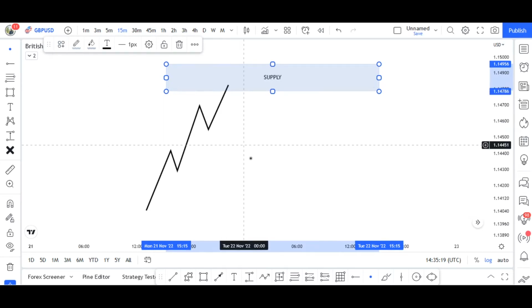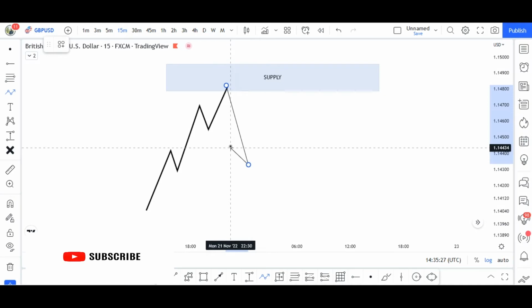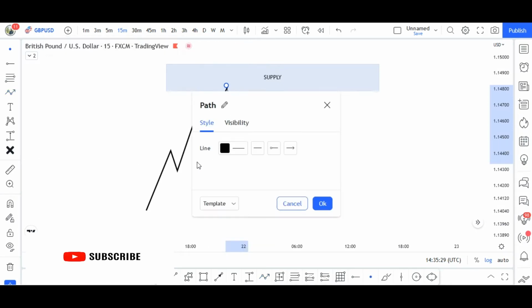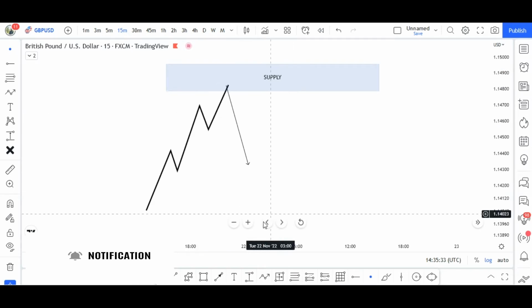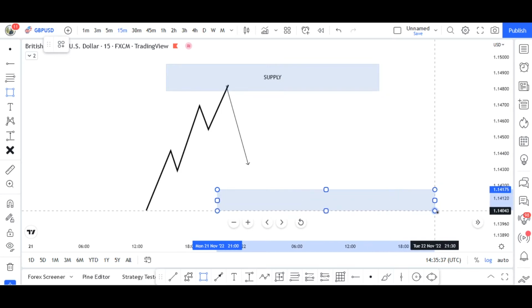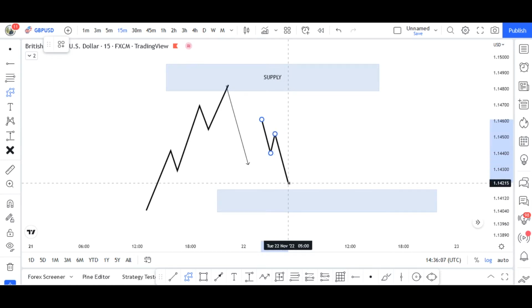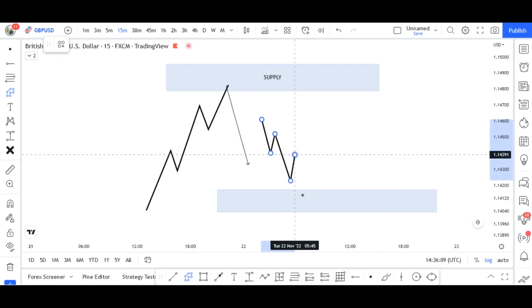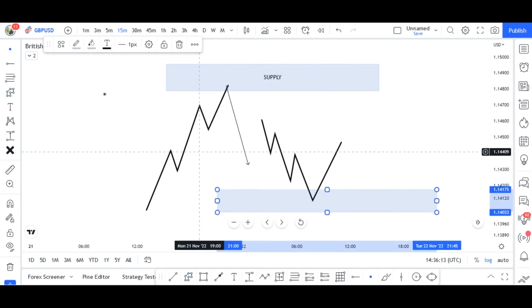So what are we expecting to do at this supply zone? We are expecting to sell at this supply zone. This is what we are expecting price to do: to sell off at our supply zone. Now, what of a demand zone? Let's say we have our demand zone here, and then we have price being bearish, where we have our lower lows and lower highs. What do we expect? We expect to buy at the demand zone. That's what we are expecting.